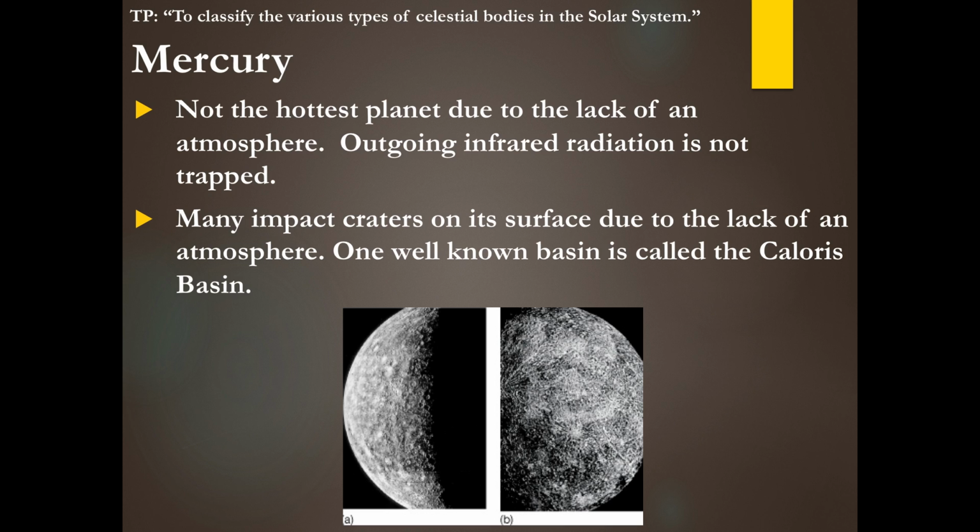The first point: not the hottest planet due to the lack of an atmosphere. Outgoing infrared radiation is not trapped because there are no greenhouse gases or no gases in the atmosphere. Many impact craters on its surface due to the lack of an atmosphere. So any meteors that come into Mercury's orbit will collide with the surface of the planet because there are no gases to create friction to burn them up.